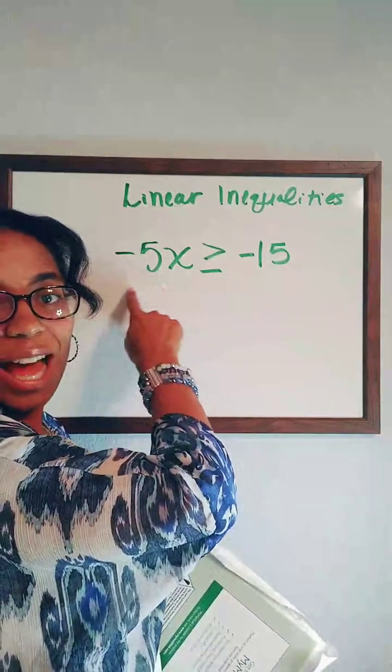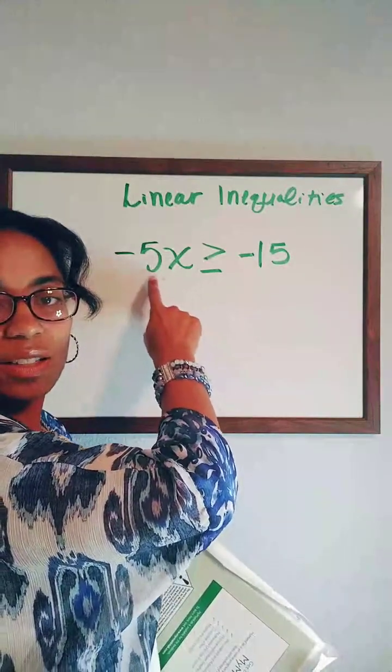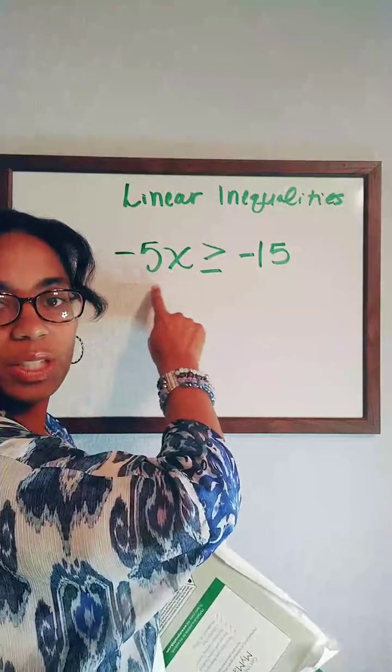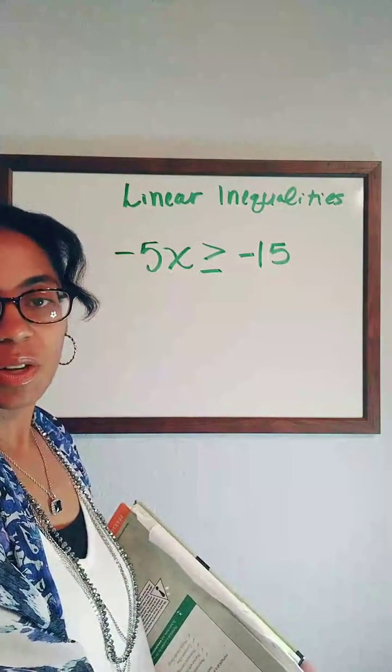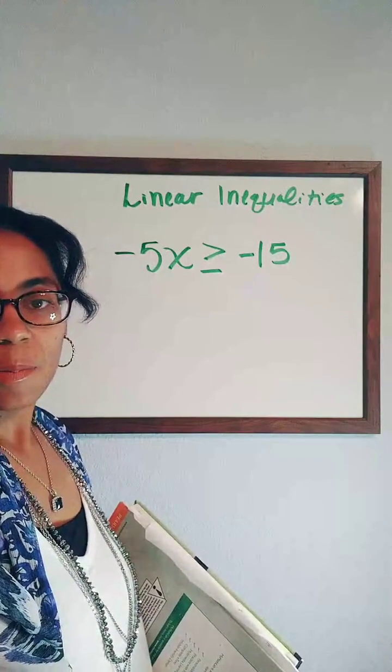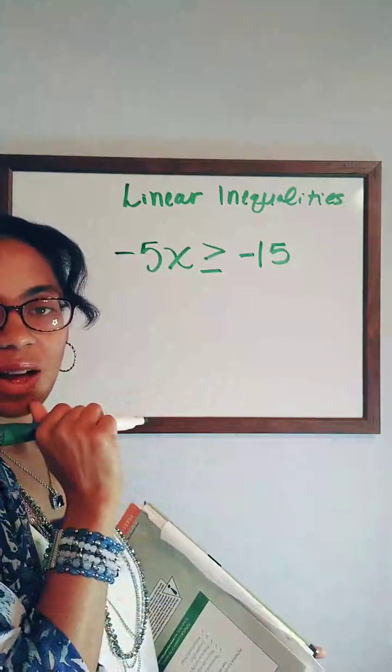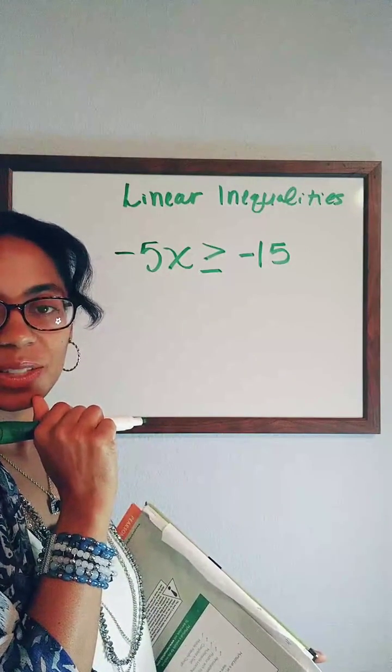What are we going to do to isolate this x right here, since negative 5 is being multiplied times the value of x? What do we do to separate? Very good. Perfect. DJ and August, divide by negative 5. Perfect. Very good.